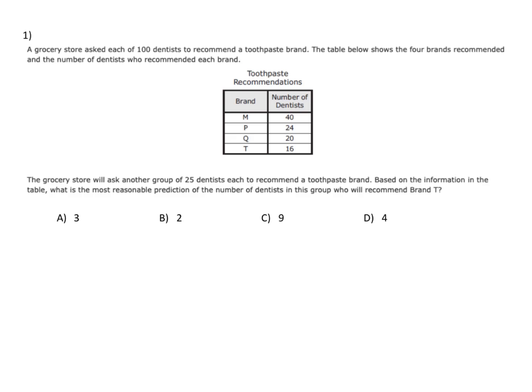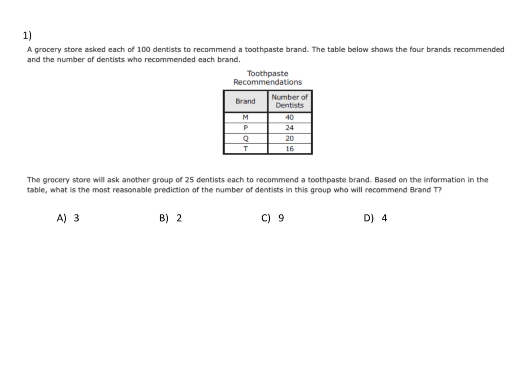This video is to help with Unit 11 checkpoint number 2. Number 1 says a grocery store asked each of the 100 dentists to recommend a toothpaste brand. The table below shows the 4 brands recommended and the number of dentists who recommended each brand. The grocery store will ask another group of 25 dentists to each recommend a toothpaste brand.